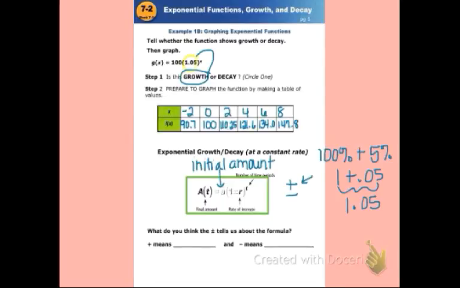Now, the reason why there's a minus there is it could be declining. So if something was declining by 5%, instead it would be 1 minus 0.05, which would leave me with 0.95. And if I was multiplying by something like 0.95, which is between 0 and 1, it's going to be declining. So that would be causing a decrease. So again, the plus means growth. If I'm adding a percent, that's growth. If I'm subtracting a percent, that's decay. Let's go ahead and turn the page.